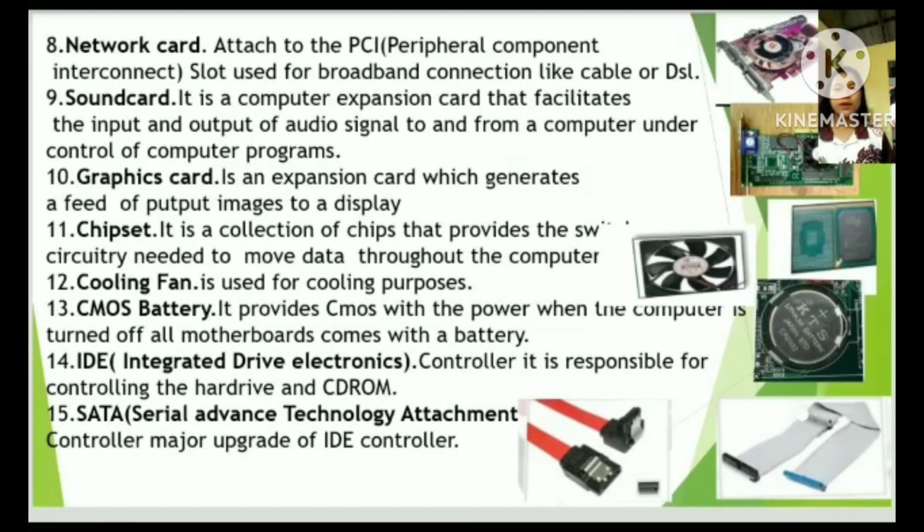IDE, or Integrated Drive Electronics. Controller: it is responsible for controlling the hard drive and the CD-ROM, or compact disk read-only memory. Electronics reside in the drive itself, eliminating the need for separate adapters.